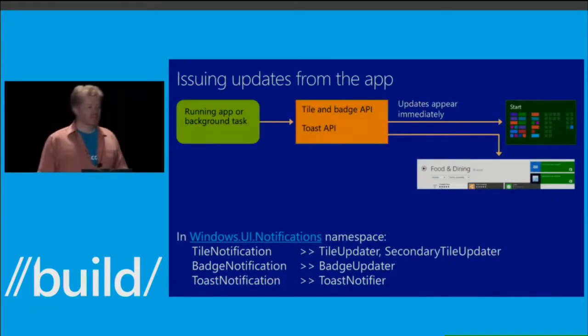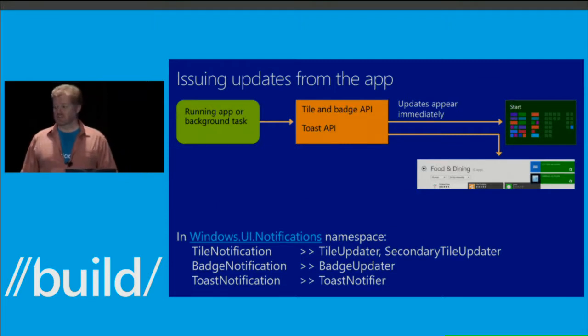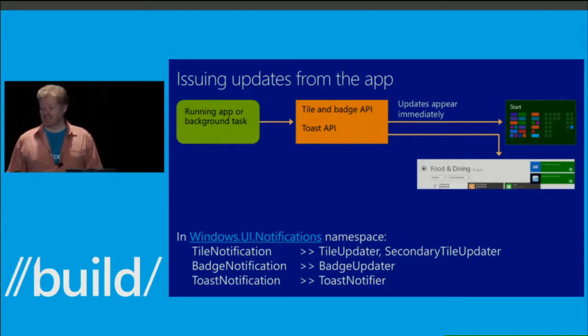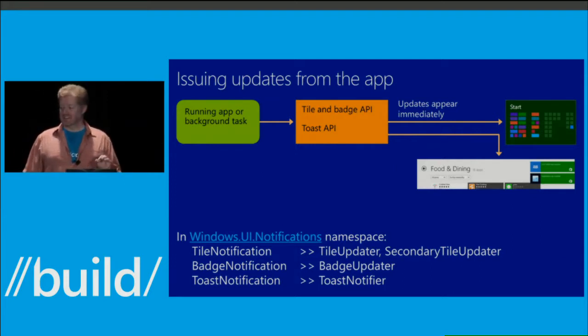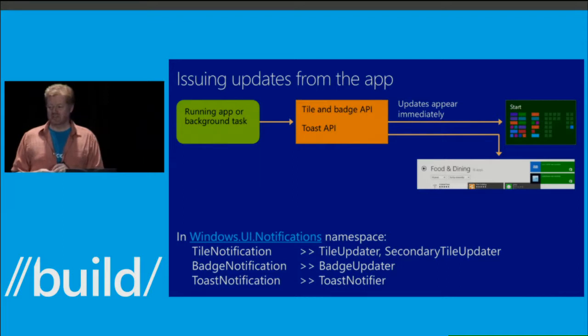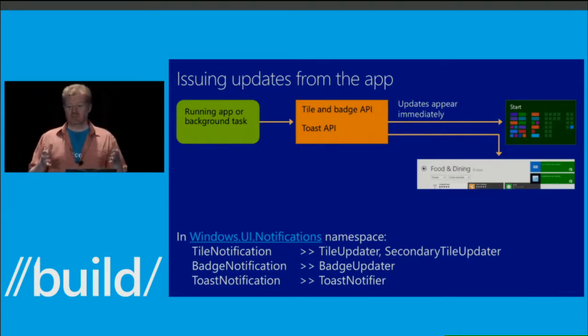Okay. So let's go through, just quickly, some of the ways the APIs work for doing these updates. Issuing from a running app or a background task uses the Windows UI notifications. In that namespace, there's a tile updater, a badge updater, a tile notifier, and a secondary tile updater object. These are all individual API entry points to the things that talk to different parts of your app: your tile, your secondary tiles, the badges on your tiles, and toasts issued on your behalf. When you want to issue one of these, you build up your XML, you pass that XML to one of these objects, the tile notification, the badge notification, or the toast notification. You get the object back from that, and then you pass it to the updater, and it will make that appear as you need it to.